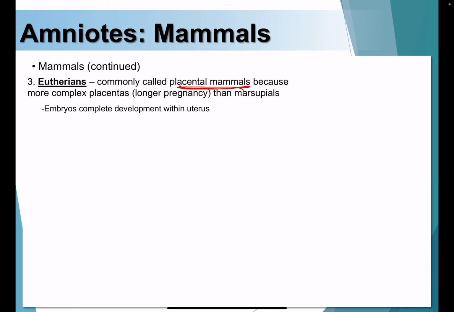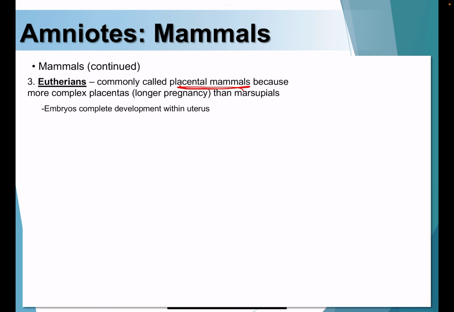Whereas for eutherians, the placenta is literally almost like an organ. It's pretty thick. It has lots of blood vessels that supply the blood from the mom to the baby. And there are specific structures in there that allow for that to happen. They're called chorionic villi, but you don't have to know that. But just in terms of anatomy, that's what complex structure means for the placenta.